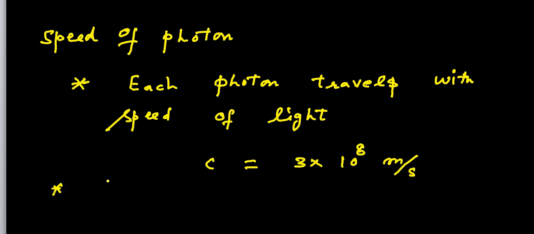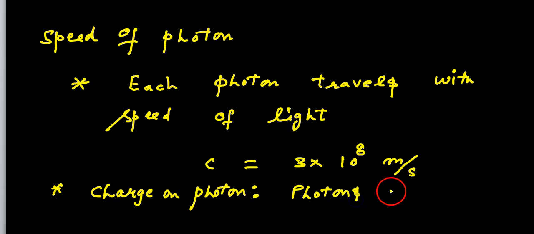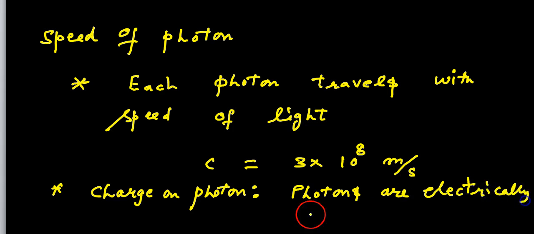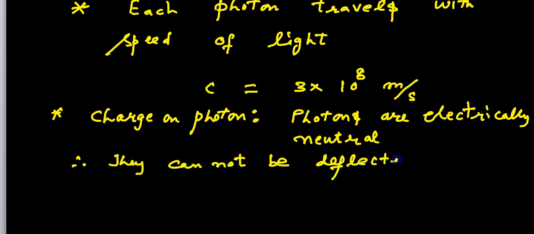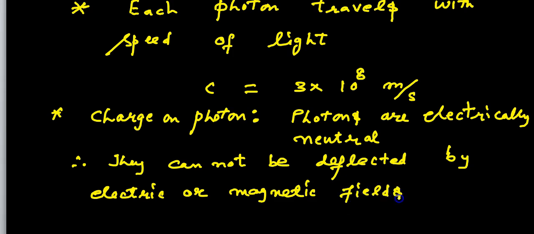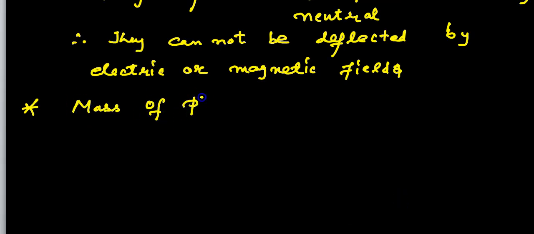Now next is, what is the charge on the photon? There is no charge on the photon. Photon is neutral, having no charge. The photon is electrically neutral. Because photon is neutral, it cannot be deflected by an electric field or a magnetic field, because it does not have any charge.